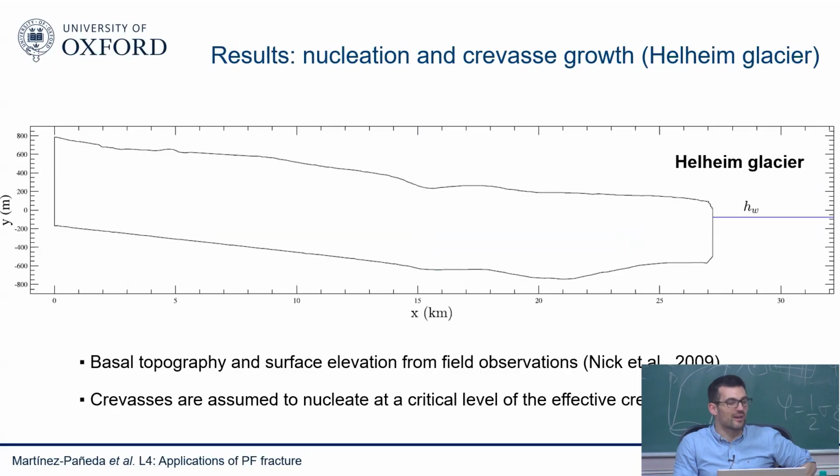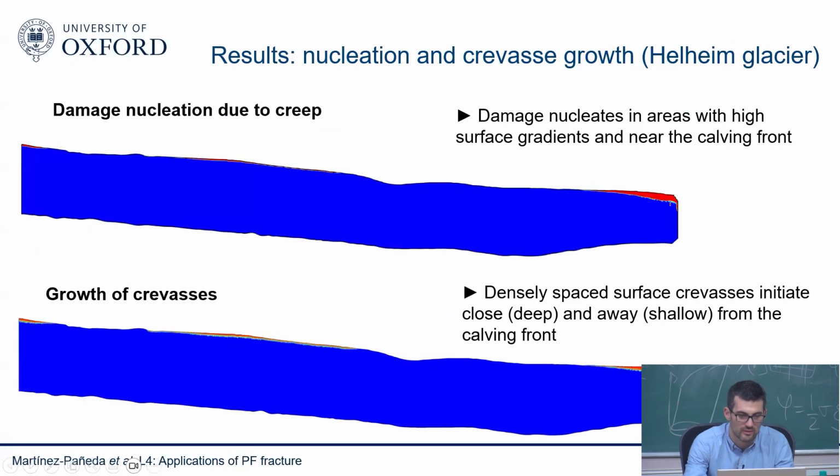So we take a particular glacier, the Helheim Glacier. From field observations, we can infer the basal topography and the surface elevation. This is the seawater. And then we can model the nucleation of crevasses. So we can model the creep. We can assume that when we reach a critical creep strain, damage will initiate, and then we can model the fracture. You can see here the damage nucleation due to creep, and now you can see the evolution of the phase field and the complete fracture of the crevasse.